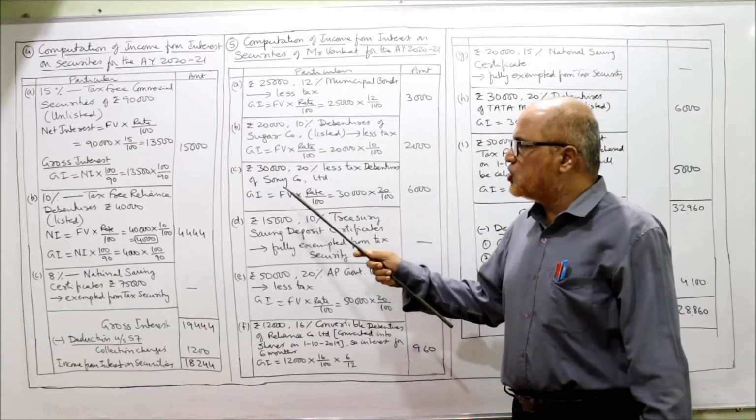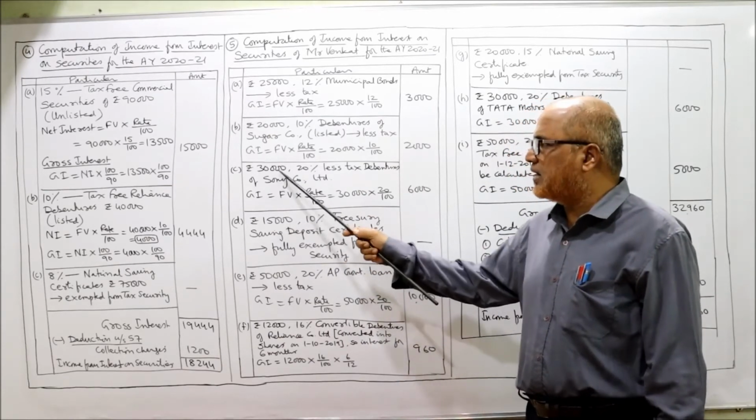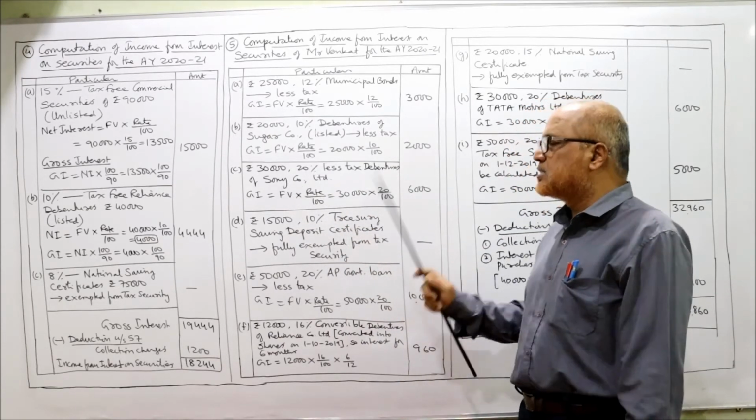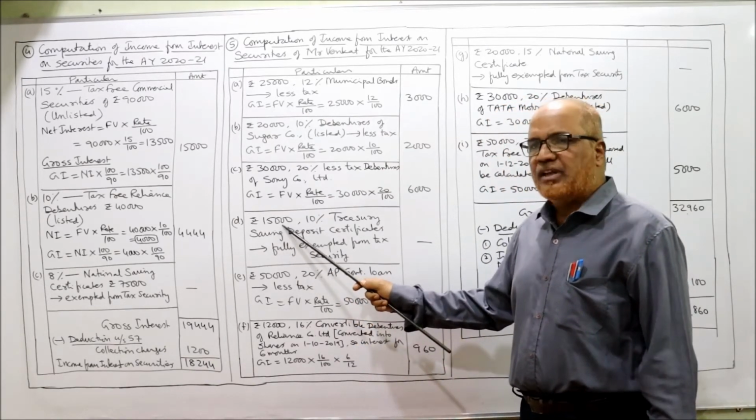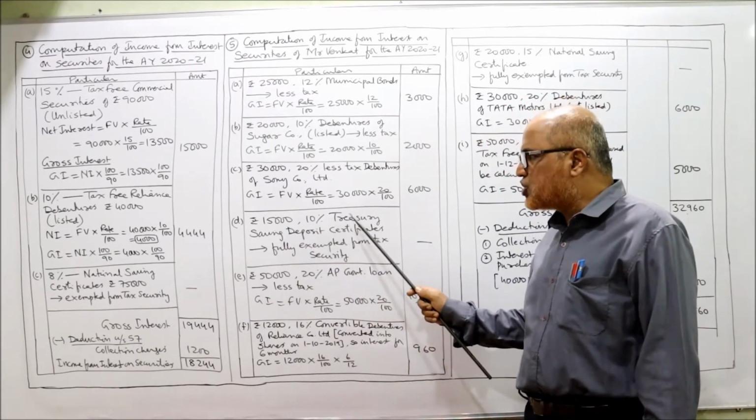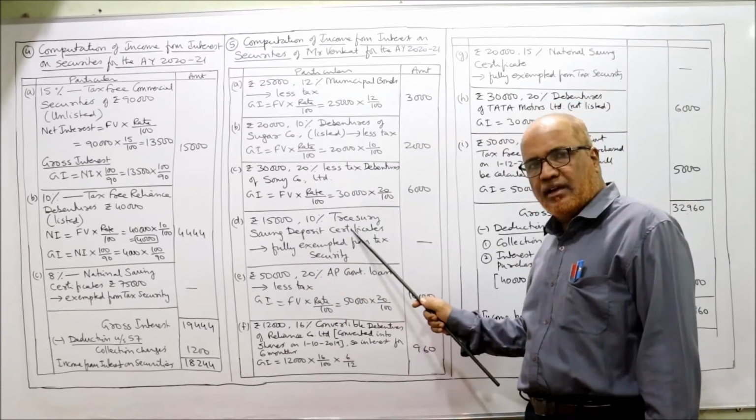Step 1: GI is equal to face value into rate by 100. 30,000 into 20 by 100, 6,000. Over. Now the fourth one: rupees 15,000, 10% Treasury Savings Deposit Certificate.